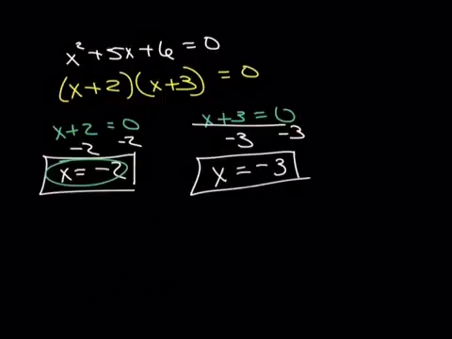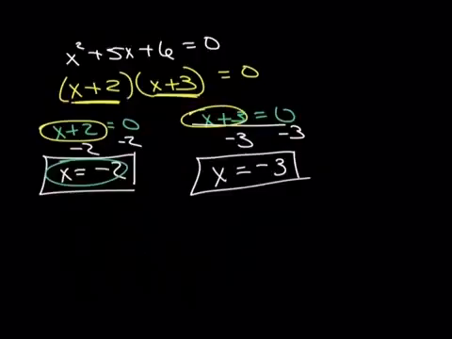So when you do these, in this case, you're going to get 2 answers. So what we did is we factored it, just like we've done before, and then we took each part of the factor and set it equal to 0 and solved for x. So what we found out is that if we take negative 2 and put it in here, what do we get?